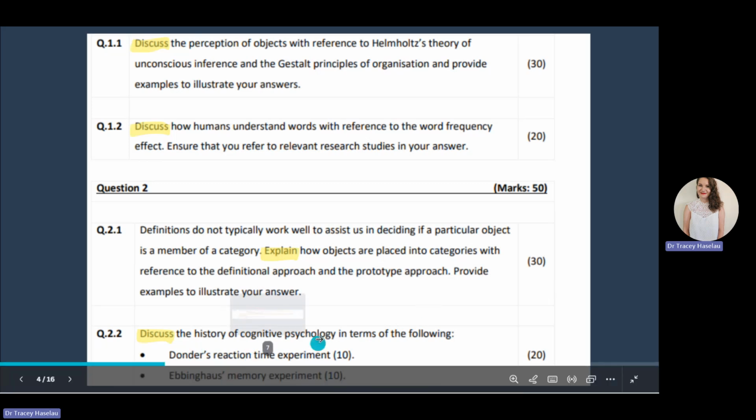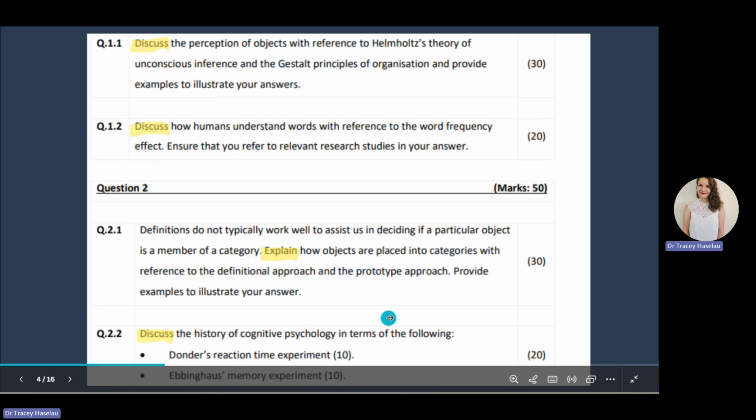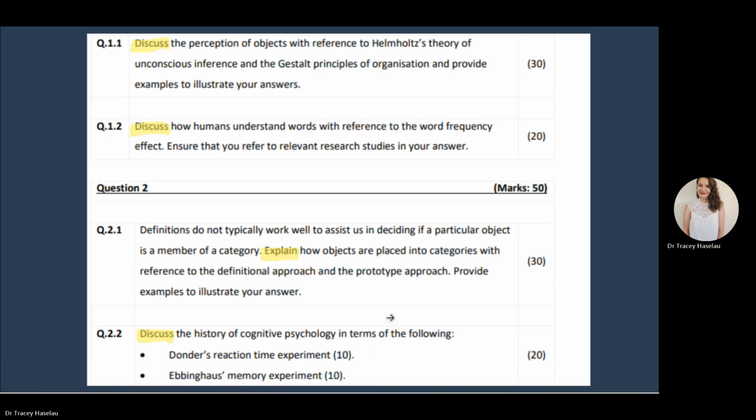Okay, like let's look at question 2.2. This question is all about the history of cognitive psychology. Okay, so that's from Learning Unit 1. Looking at the reaction time experiment and the memory experiment. That is a chunk of knowledge, a chunk of content that belongs together. So when you are making your notes for this exam, try to chunk content together.